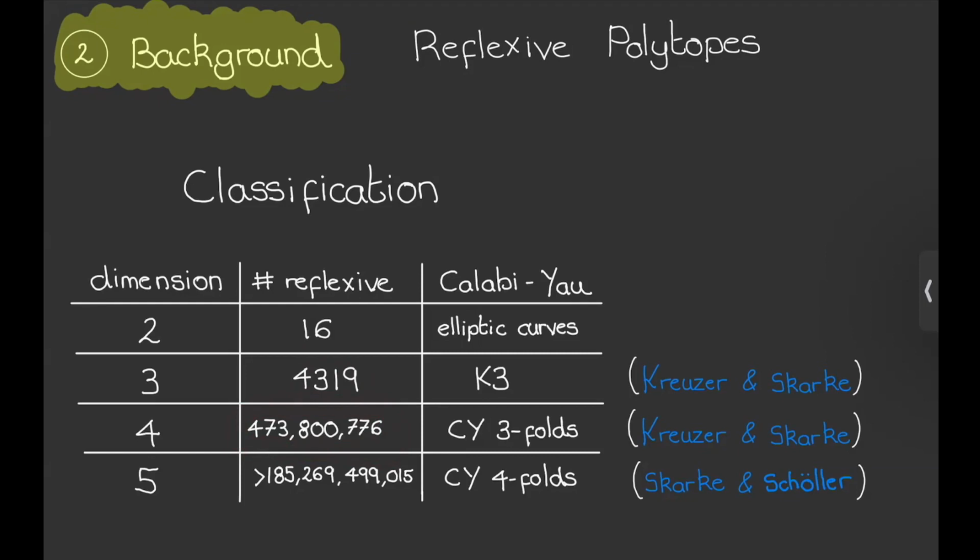And okay, so if we look at this sequence, we have 16 in 2 dimensions, some 4,000 in 3 dimensions, and then already 500 million in 4 dimensions. You can imagine that the total number in 5 dimensions is going to be an extortionate number. So there doesn't exist a complete data set of all the 5D polytopes, but Skarke and Scholler did come up with a partial classification, and in here we have around 185 billion. And these are Calabi-Yau 4-folds, which are interesting for F theory, and F theory is just some sort of extension, I guess, of string theory.